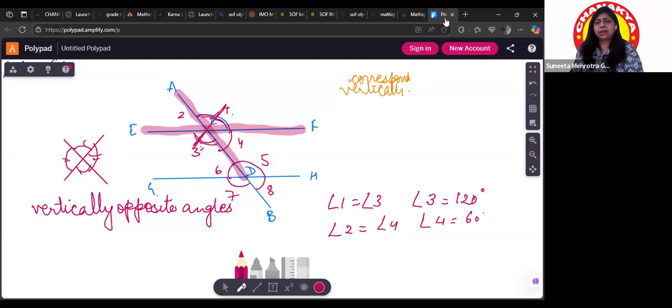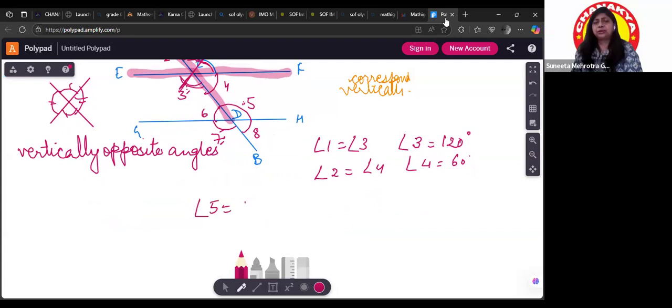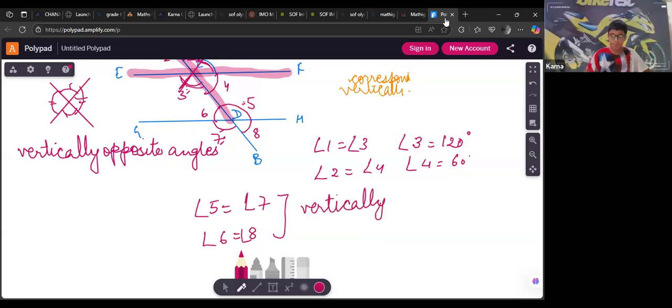And in the lower portion, again, you have the same concept of vertically opposite angles. So angle 5 is 120. You have to give the reason why they are equal. Angle 6 is equal to angle 8. So all these four answers are vertically opposite angles. You have to give the reason why they are equal.